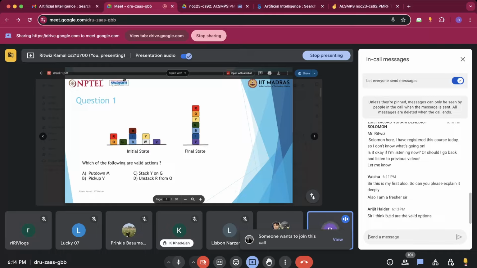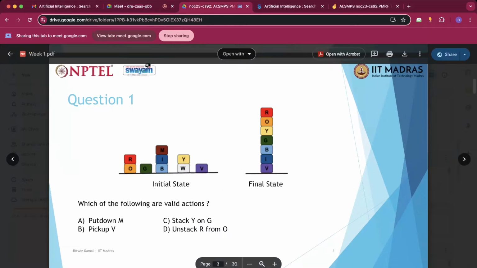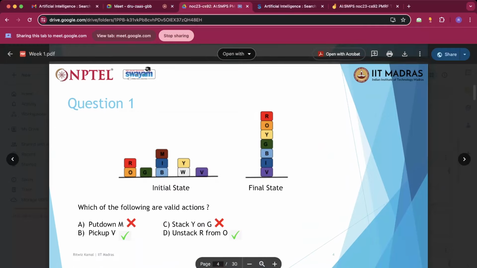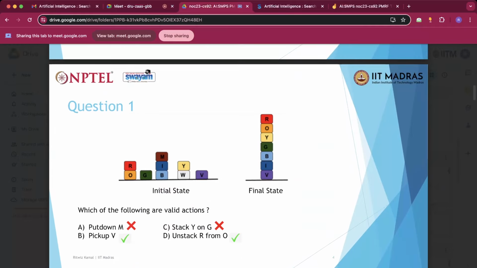What about option D? It says unstack R from O. Now this seems correct, right? Because R is on top of another box called O, and the robot can remove R from top of O, and this would be called an unstacking option, right? So the correct options for this question are B and D.